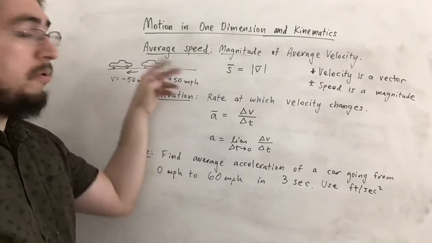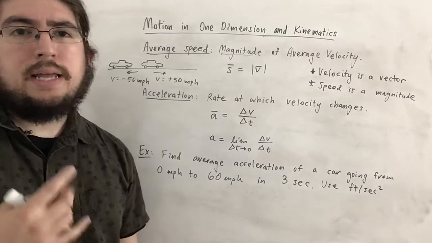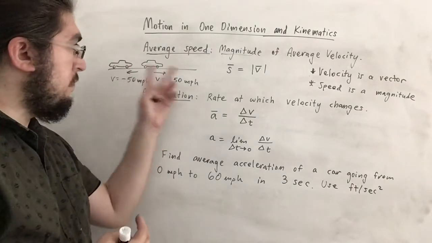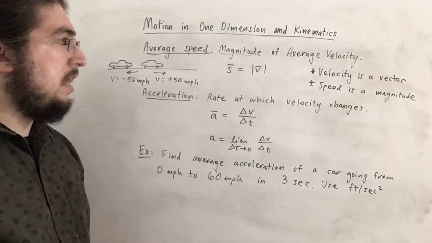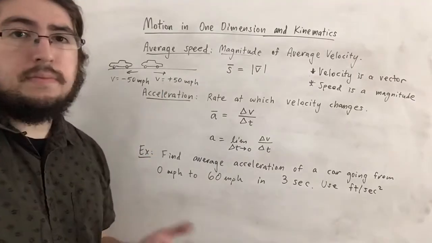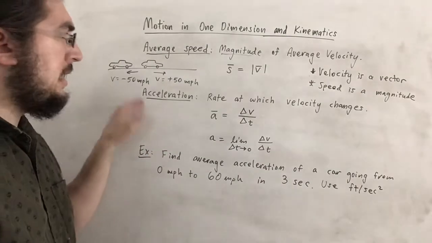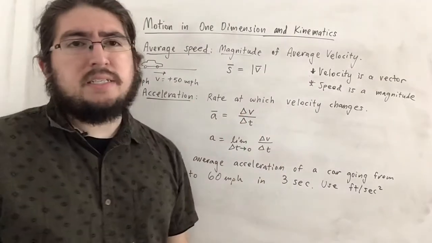So both of these cars, though they have different directions, so they have different velocities, actually have the same speed, because the magnitude, which is just the absolute value of the velocity in this case, will just be 50. Okay, anyways, moving on. Acceleration is the rate at which velocity changes.